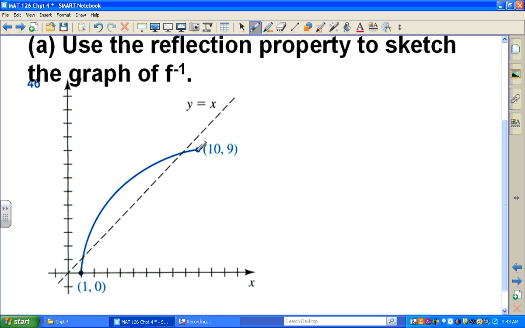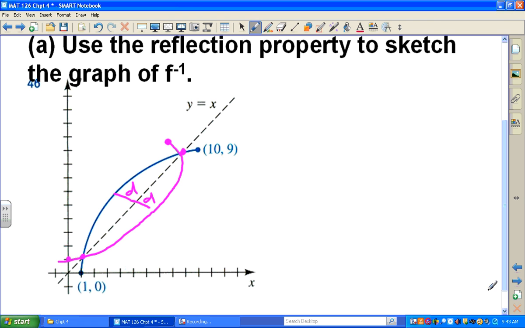I gave it to my daughter yesterday. I said, draw this picture. She drew it. If the point 10, 9 is on your function, what point's on the inverse? 9, 10. This point on this line means that x equals y, doesn't it? That point's on my inverse. This point's on my inverse. What about the point 1, 0? It becomes 0, 1. Distance is preserved over reflections. The distance is the same.